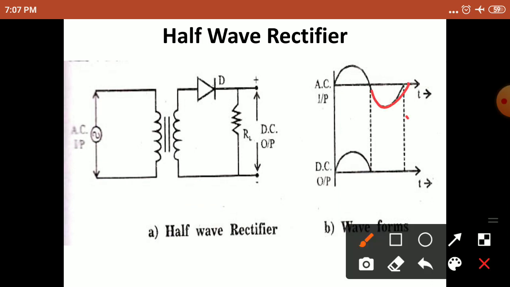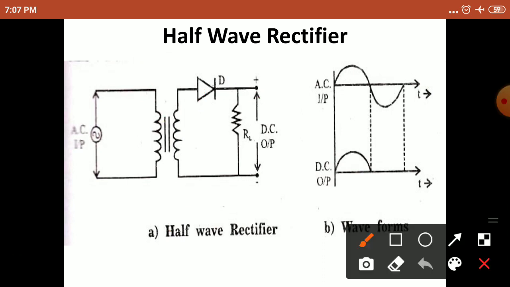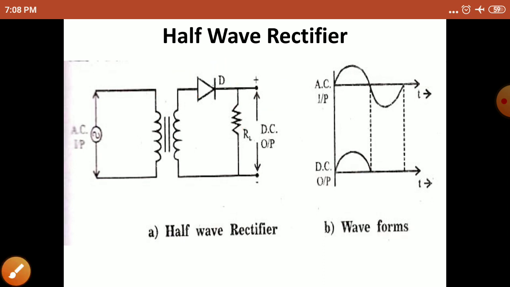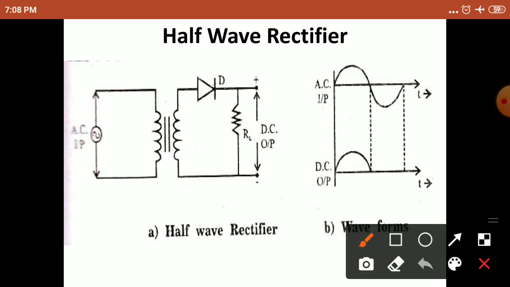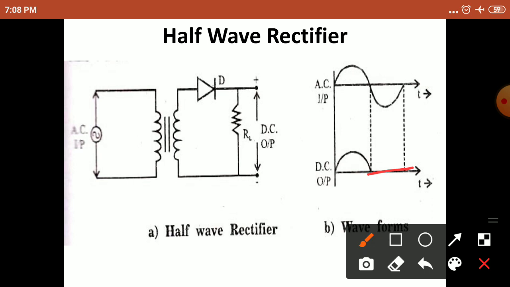In the negative half cycle, initially it is positive coming at the diode. Now the anode is receiving a negative polarity, and the cathode a positive polarity. If the anode polarity is less than the cathode polarity, then the diode acts in reverse biased mode and is open circuited. If the diode is open circuited, there is no flow of current from source to load. That is why the load voltage is 0 here.